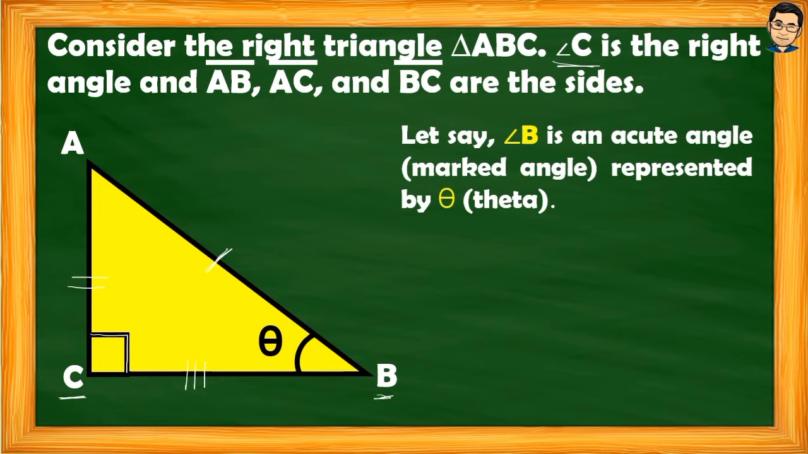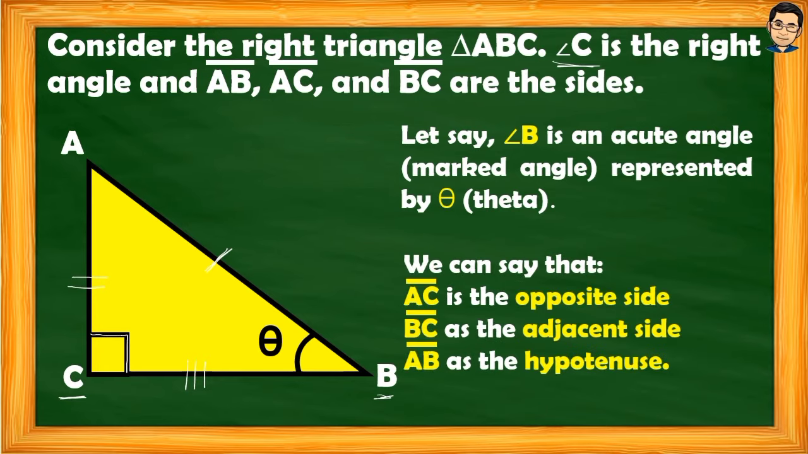Angle C is a right angle, therefore angle B and A are acute angles. Kaya lang dito yung angle A natin, hindi siya nakamark ng theta. Yung nakamark lang is angle B. So, kapag ganon, we can say that AC is the opposite side. Di ba ito yung ating acute angle, which is B. Nandito yung marked angle na theta.